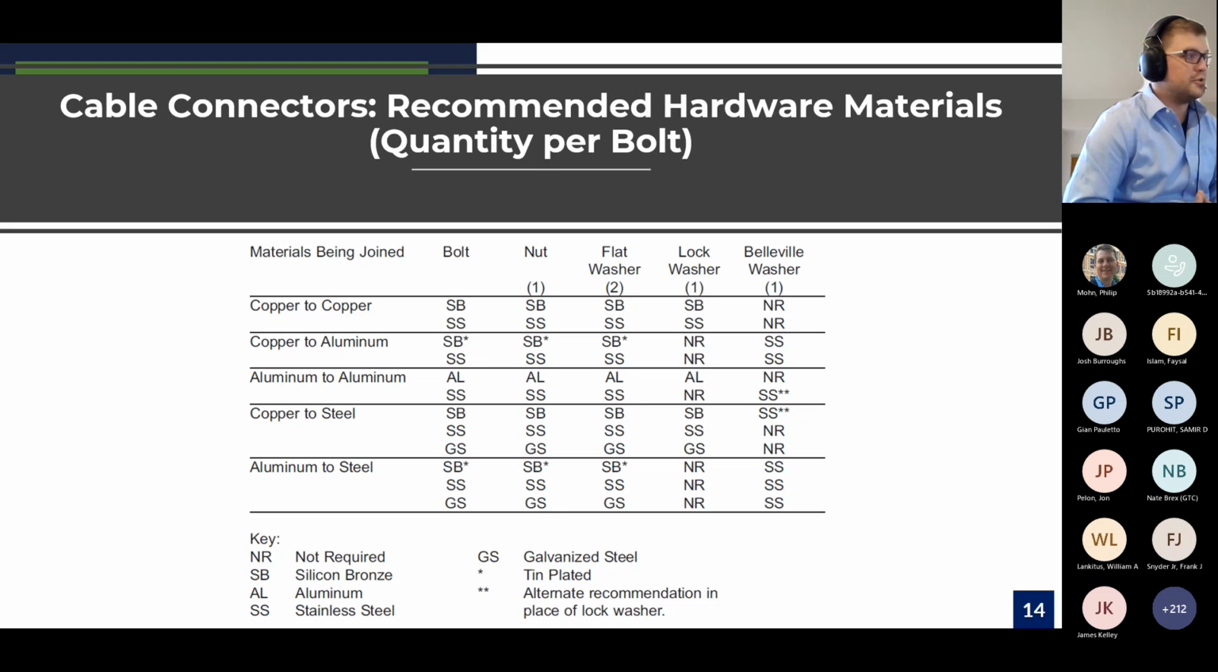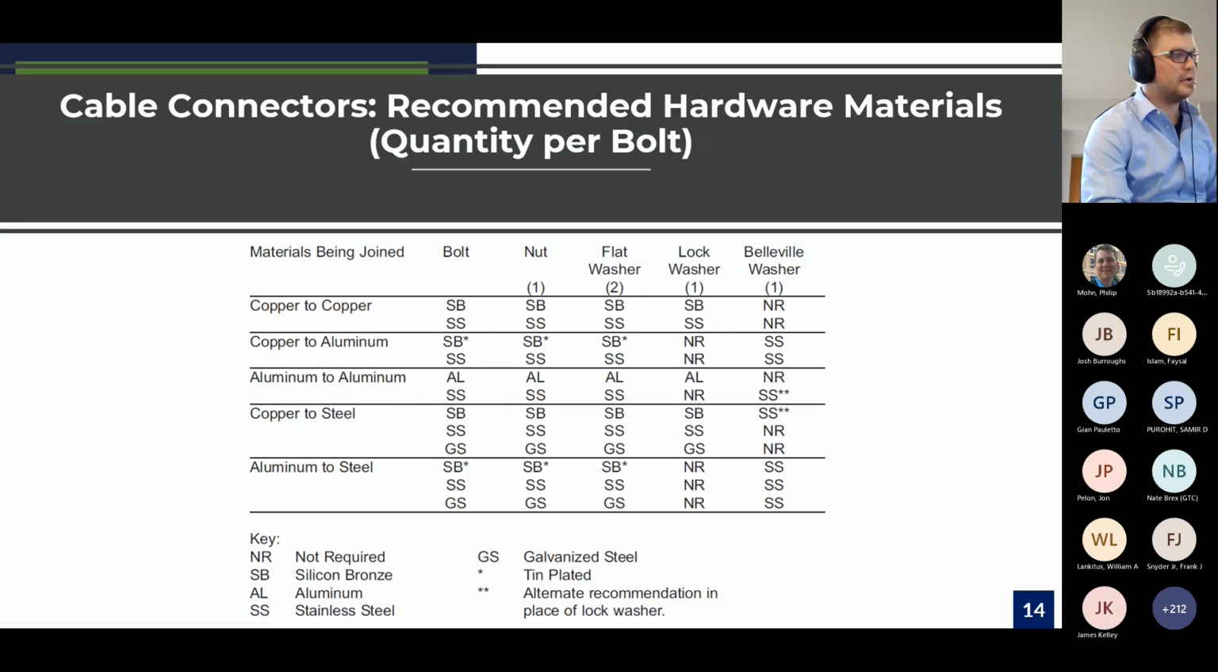You might come across different situations between copper, aluminum, and steel, or any combination between them. But the one thing I want to point out is, if you notice, for your bolt, your nuts, your flat, lock, and Belleville washers, every combination has a similarity in that stainless steel is a good intermediate choice between similar copper to copper, copper to aluminum, steel to aluminum, or steel to copper.